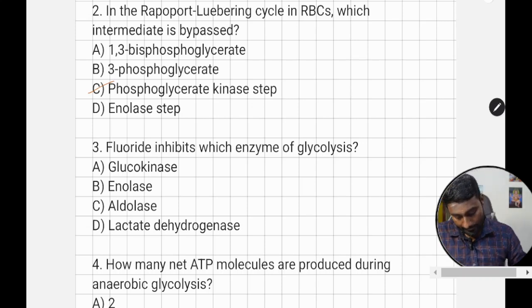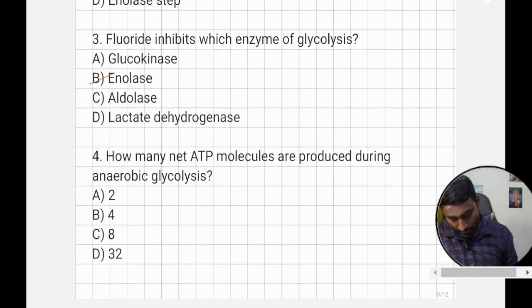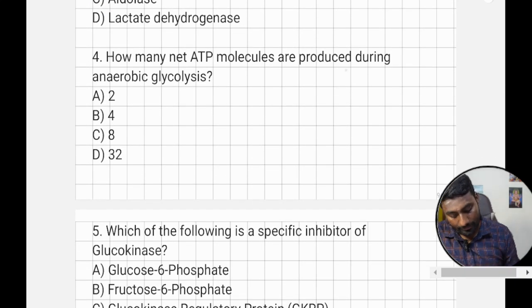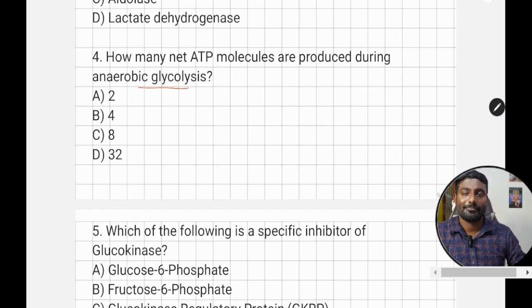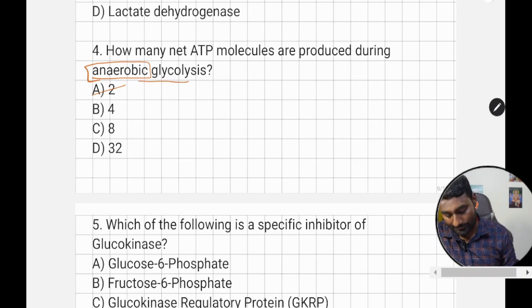Okay. Now, fluoride inhibits which enzyme of glycolysis? As I told you. Which enzyme, students? Yes, it is enolase. Very good. Now, how many net ATP molecules are produced during anaerobic glycolysis? They are asking, see the question clearly. They are asking anaerobic and the net. How many is it? It is 2.